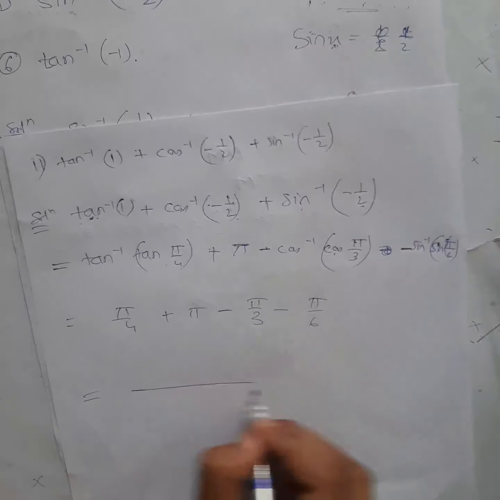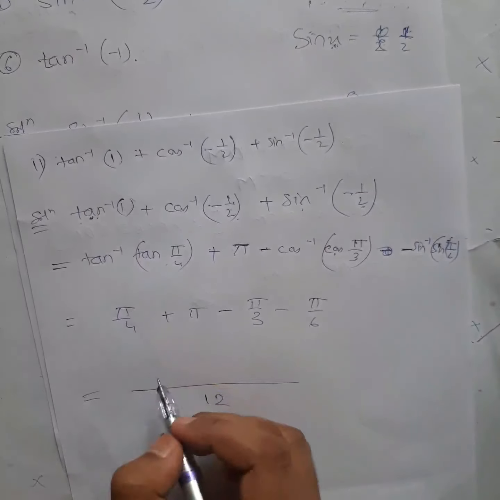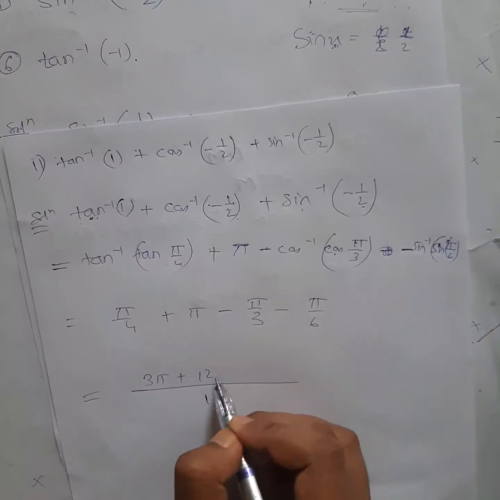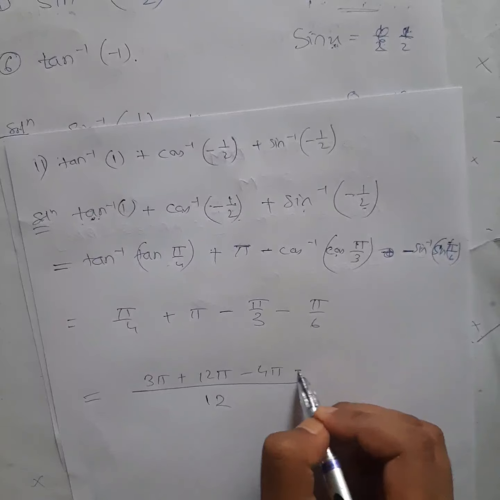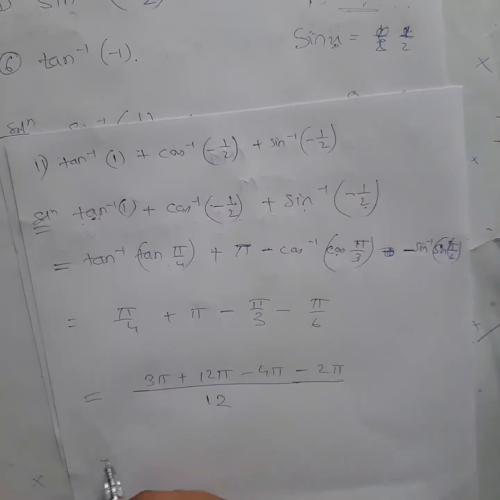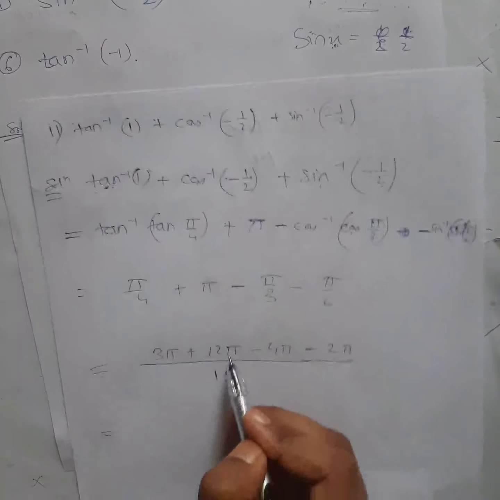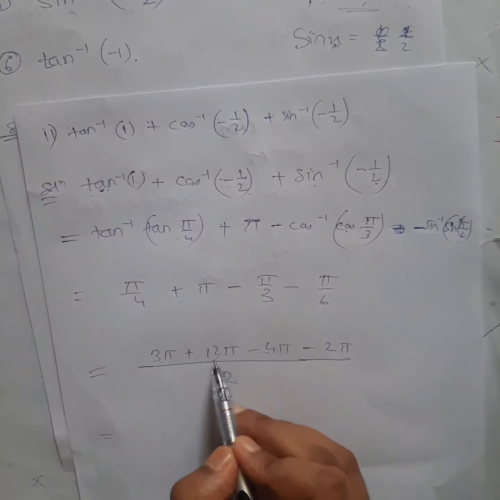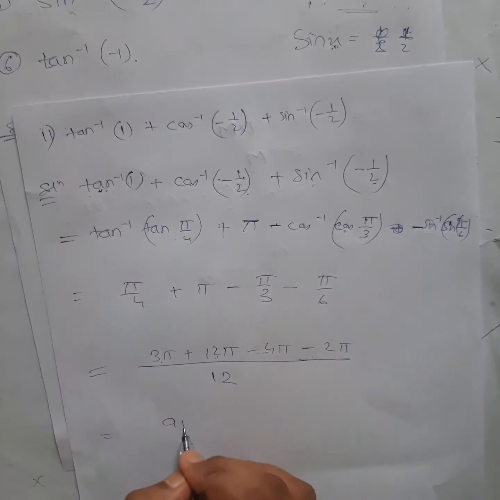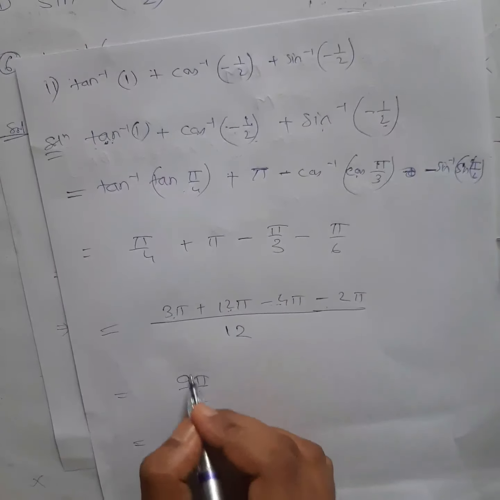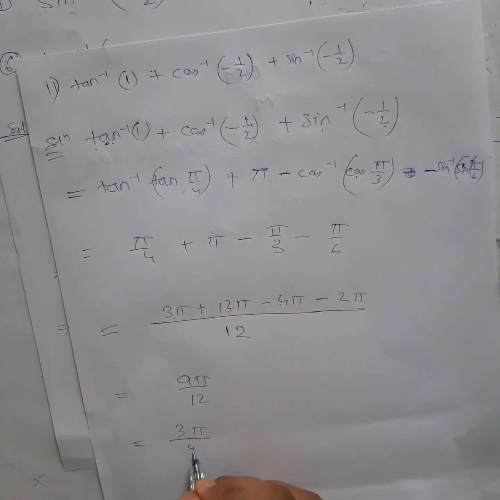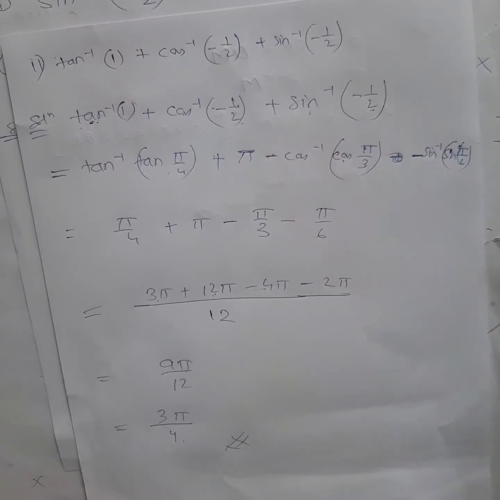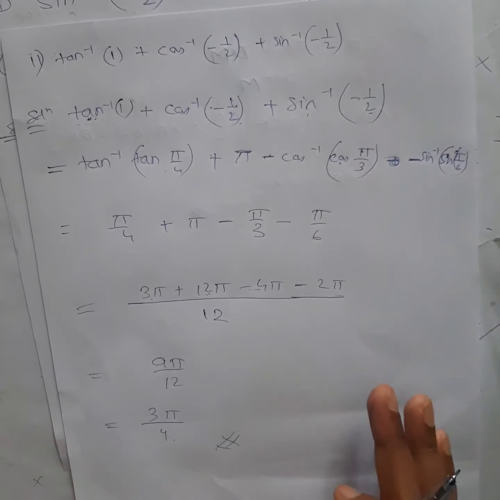So you just have to solve this. Take the LCM; the LCM of these will be 12. This will be 3 pi plus 12 pi minus 4 pi minus 2 pi. If you solve this, minus minus plus, 6 pi is gone from here, so 9 pi by 12 is left. If you cancel, this will be 3 pi by 4. So that's your answer. Very simple question, right? You try other questions and let me know if you have any problem. The multiple choice questions are also very simple, so you can do them yourself.